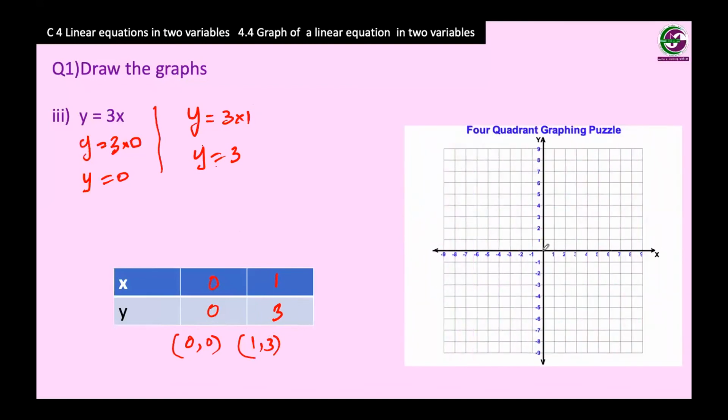(0, 0) is the point here. And then the next point is (1, 3). So passing through these 2 points, we draw a line. And this is the graph of the equation y is equal to 3x.